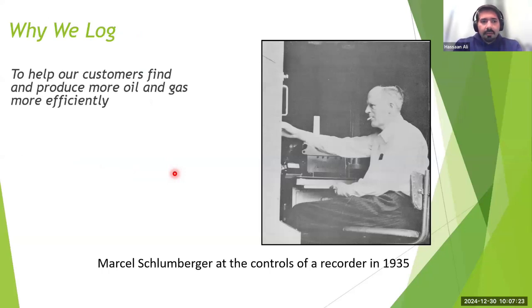So the first wireline log was done by Marcel Schlumberger back in 1930s. Schlumberger brothers Conrad and Marcel Schlumberger were the first ones who invented electrical resistivity tools that can perform a wireline logging. So essentially, the two brothers came together and formed a company, which is considered one of the biggest oil field service providers now.